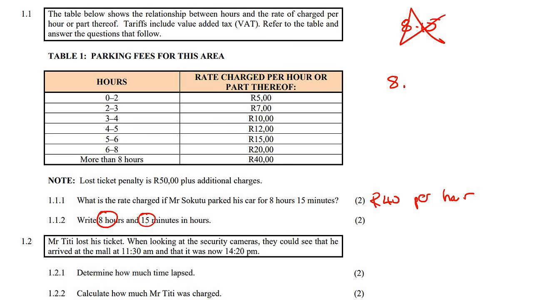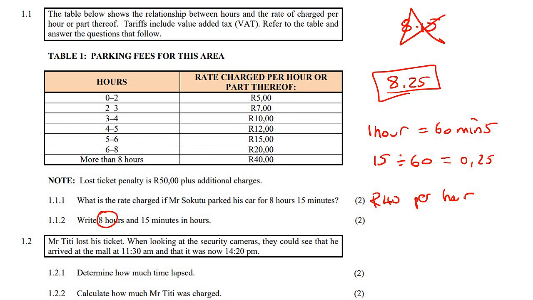So we know that 1 hour is 60 minutes. Okay, so to change this 15 minutes into hours, you can just say 15 divided by 60, and that'll give you 0.25. So you must say 8.25 over here. That confuses a lot of learners. Just remember that when you convert minutes to hours, you're dividing by 60. If you said 0.15, then you are dividing by 100. Okay, so the answer will be 8.25.